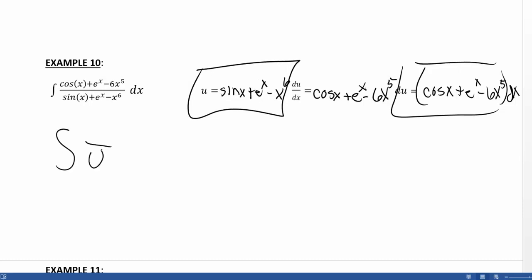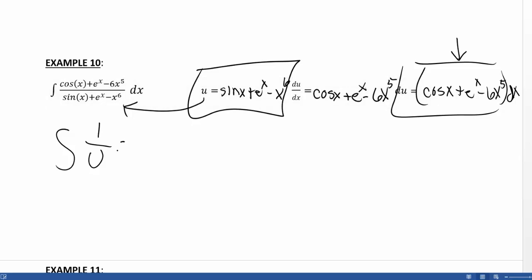So again, now that we have our du and our u, we can start filling in our substitution. So we always start with our u. So u is going to get plugged into the denominator. That's how we picked it. And then in the numerator, we notice that there's a cosine x plus e to the x minus 6x to the fifth, and we have a dx. So we compare that to our du, and we notice that that's exactly our du. So we don't have to manipulate any constants. So that means instead of the function we have in the numerator times dx, we just have 1 du.